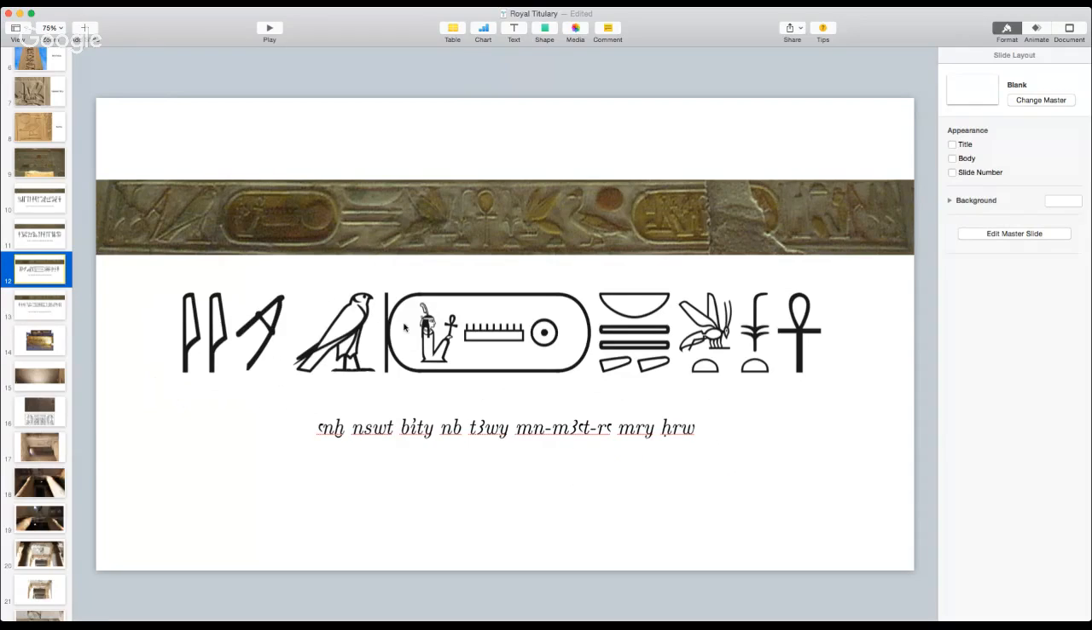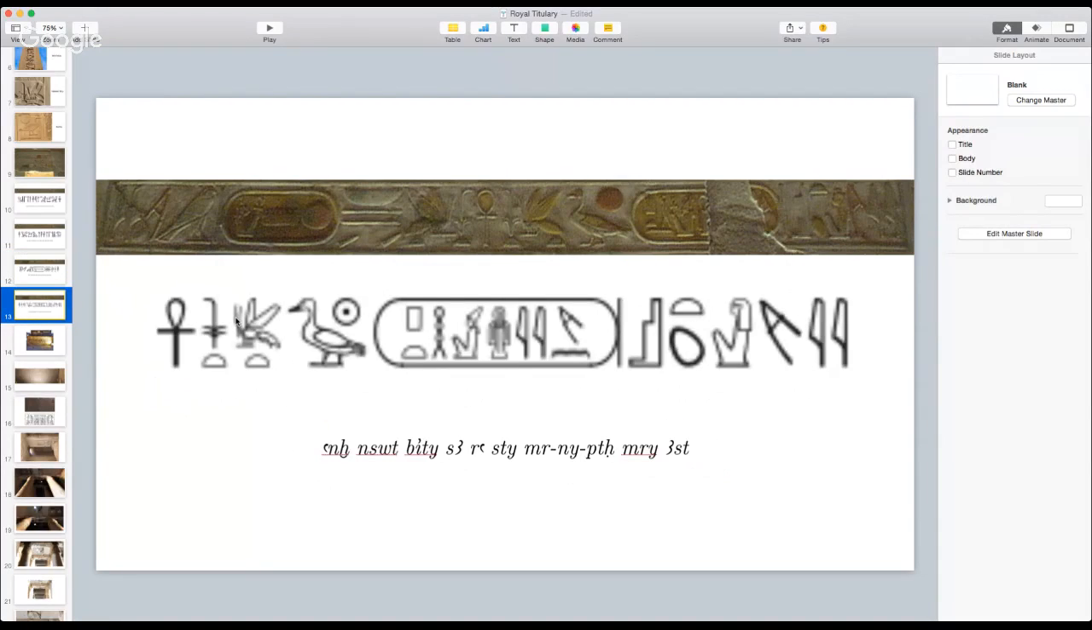And then here we have the throne name, and on here we have the family name. So we're missing two. We're missing the Nebti, and we're missing the golden falcon name, the golden Heru name. All right. So I just wanted to show this to kind of discuss royal titularies.